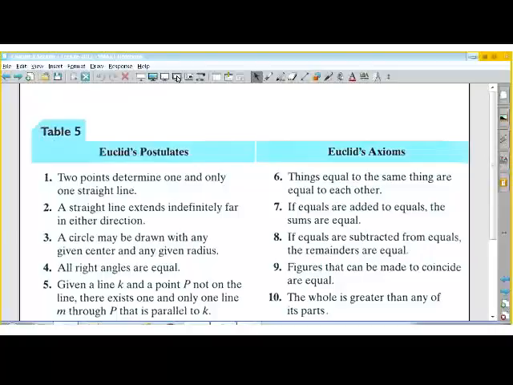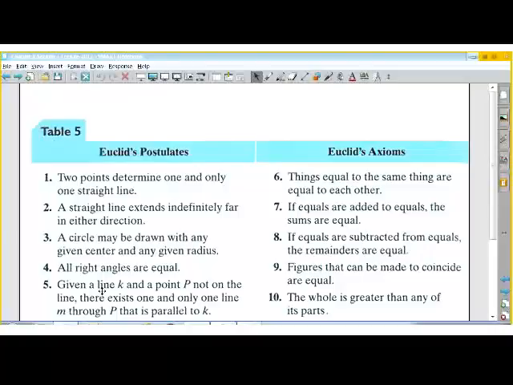So Euclid said, 2 points determine one and only one straight line. So if you put 2 points in space, there's only one line that you can draw between the 2 points. A straight line extends indefinitely far in either direction. And we learned that in Section 1 when we drew the line. There were two arrowheads, and it's not just a line segment, but it's a line that goes infinitely long in either direction. A circle may be drawn with any given center and any given radius. All right angles are equal.